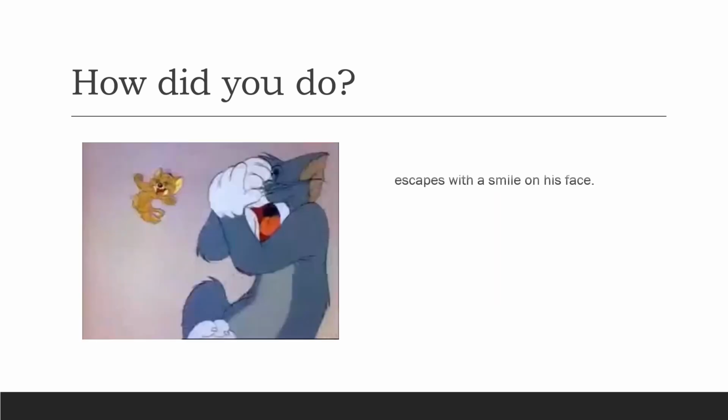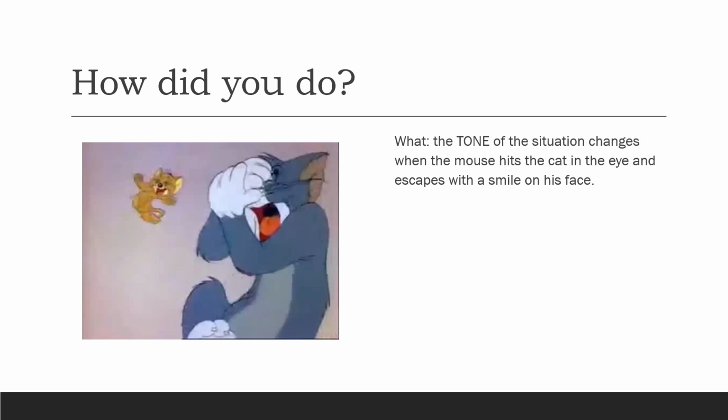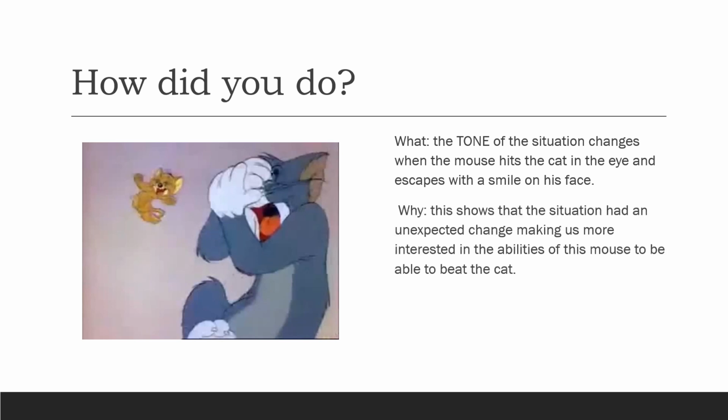However, in the next image, the tone has now changed. So we've still stayed focused on the cat and the mouse and the clear size difference. But what has changed is the tone. No longer is it a sense of danger for the mouse, but almost a comical situation in that the larger cat is hurt. This shows us that the situation has an unexpected change, making us more interested in the abilities of this mouse to be able to beat the cat.